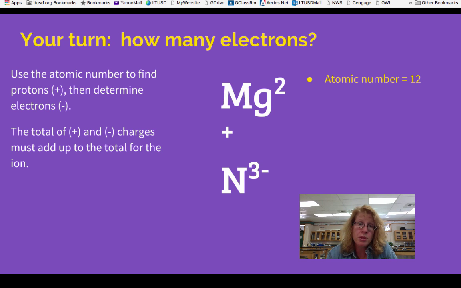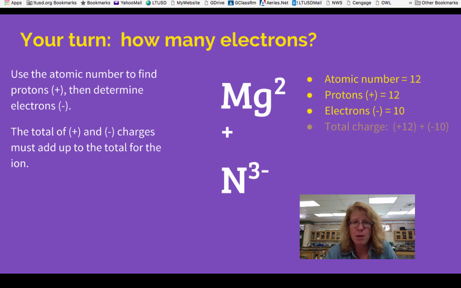Number 1, start with the number of protons, the atomic number. So magnesium is atomic number 12. It's over on the left side. So that tells me I have 12 protons. The 2 plus tells me that I have to have 2 more protons than electrons. So therefore I've got 10 electrons.